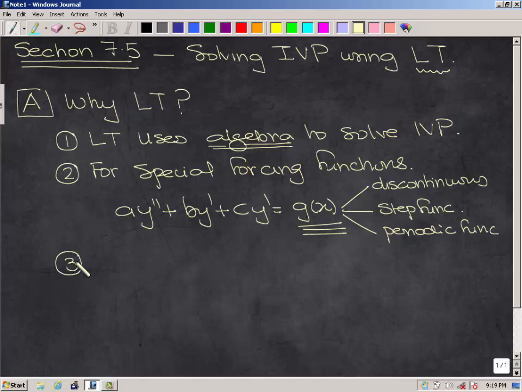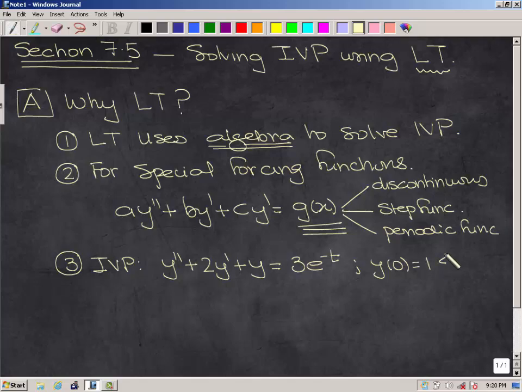The next thing is, if you recall, when we want to solve a typical initial value problem, we have something like this. Let's make one up. Let's say you have y double prime plus 2y prime plus y is equal to 3, let's say e to the t minus t. And we have some initial conditions: y of 0 is equal to 1, and maybe y prime of 0 is equal to 0.